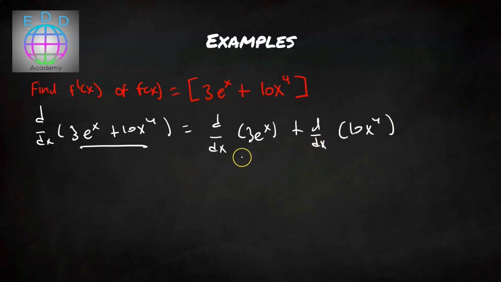So the derivative of 3e to the x is just 3e to the x. It's the exact same thing, no matter what. So 3e to the x. And the derivative of 10x to the fourth, what is that? If you've been following our EDD Academy playlist, you'll note that this is actually a case of the power rule.